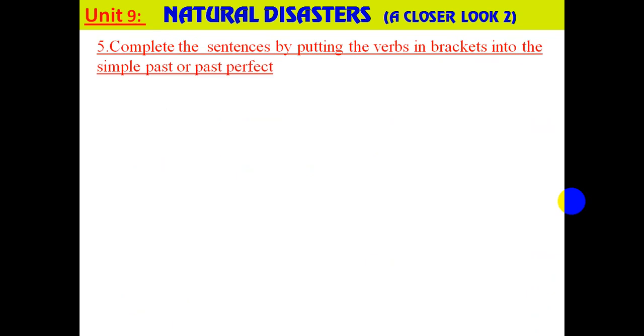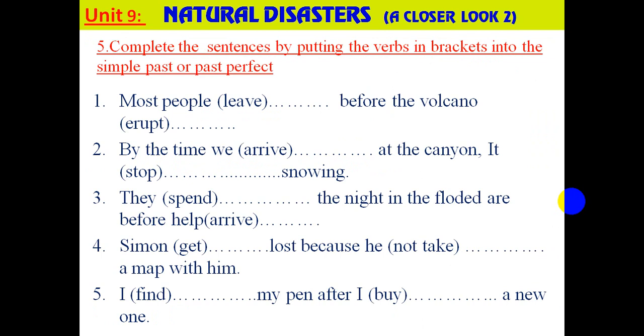Activity 5. Complete the sentences by putting the verbs in brackets into the simple past or past perfect. Chúng ta sẽ có những câu thực hành để phân biệt động từ quá khứ đơn và động từ quá khứ hoàn thành. Number 1. Most people had left before the volcano erupted. Hành động xảy ra trước là had left. Ở đây chúng ta có sử dụng, chú ý có sử dụng cái từ before. Rồi hành động xảy ra sau là erupted.